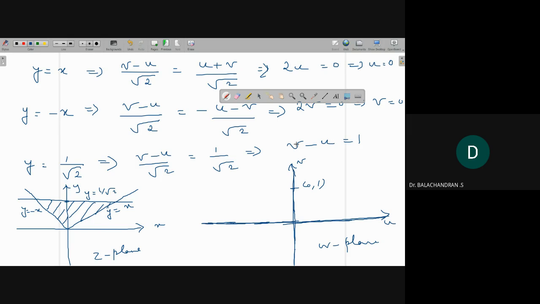Then when V equal to 0, U is minus 1. So this is the point minus 1 comma 0. So this is the line. This is the line V minus U equal to 1.